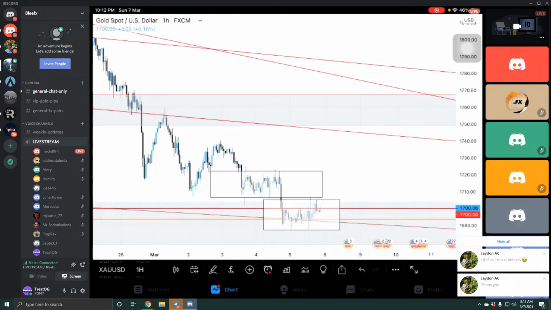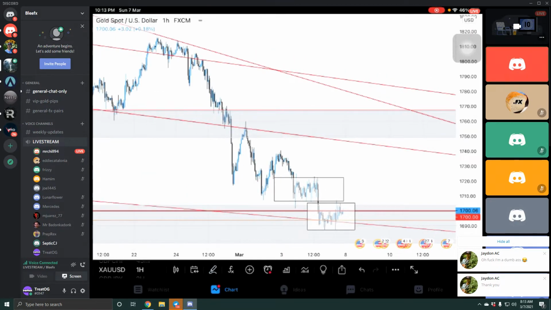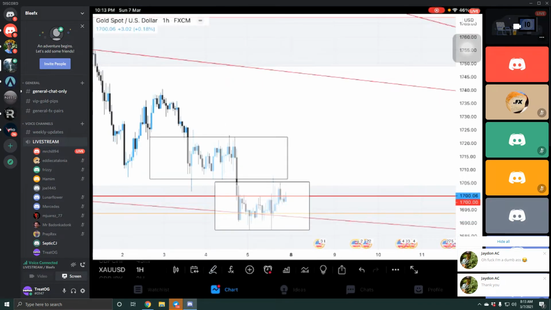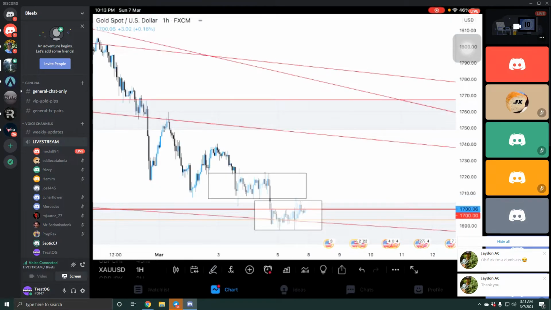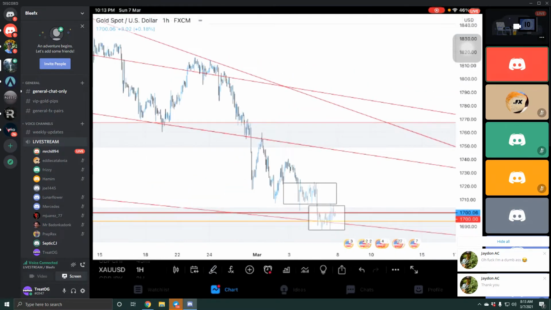So the sell limits, like the 1670, is not going to happen anymore. It's going to happen, but not so soon. We're going to expect some bullish momentum on gold first. So do you think it could retest the converging wedge above, like 1740, then push down to 1670 at that level?